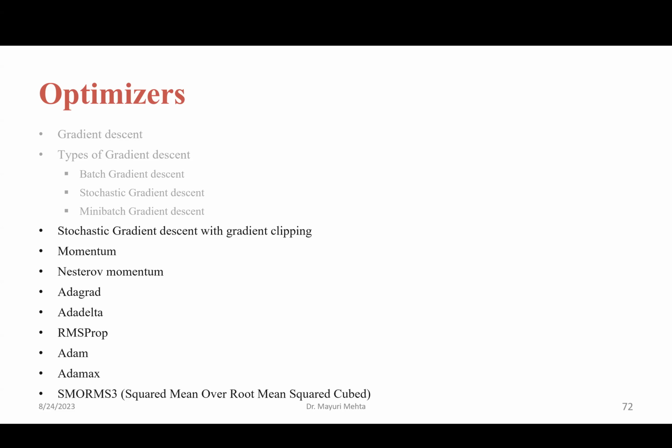AdaDelta is a variation of AdaGrad and addresses some of the limitations of the AdaGrad algorithm. The AdaDelta algorithm adapts the learning rate of each parameter in a similar way to AdaGrad, but instead of storing all the past gradients, it only stores a moving average of the squared gradients. This helps to reduce the memory requirements of the algorithm.